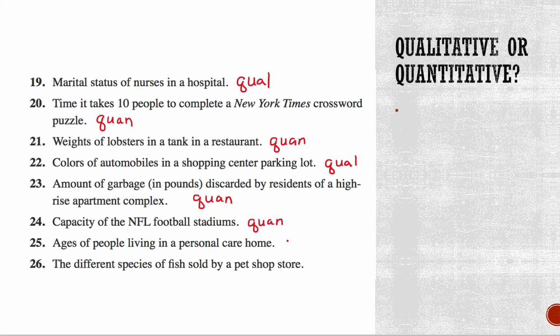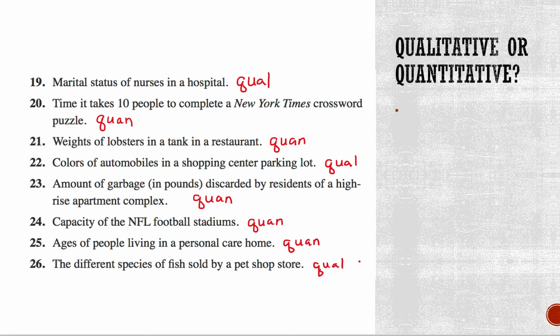Ages of people living in a personal care home, quantitative, age is a number. And finally, the different species of fish sold by a pet store, that would be qualitative, that would not be a number. Okay, so that is the first level of classification for variables.